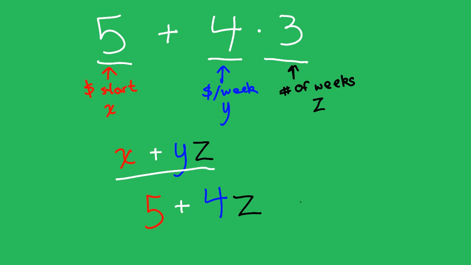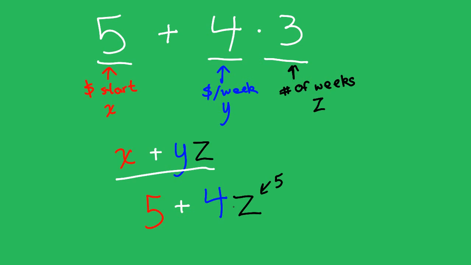So if you wanted to calculate how much money you'd have to have for 5 weeks, you just plug in 5 for z, and the expression would then become 5 plus 4 times 5. Alright, so now that we have an algebraic expression, we can discuss some terminology to make sure we're on the same page here.